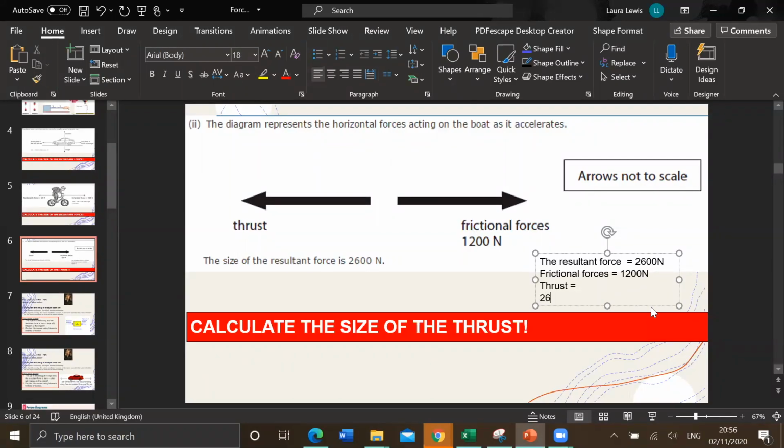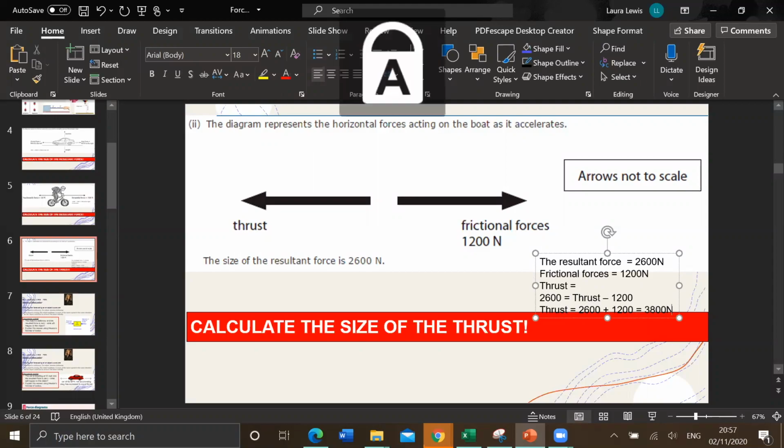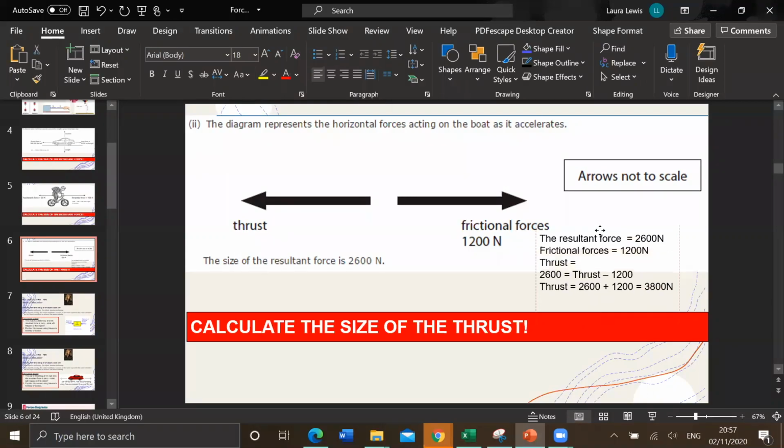so we can write it as an equation. Let's write an equation. So 2,600, the overall, equals thrust minus 1,200. So that means thrust must equal 2,600 plus 1,200, so that equals 3,800 newtons. Yeah, they could be as big as that. It's a boat, it could be a big boat. So it's a different way of asking a question there. It's a little bit more challenging, that one, but it's good to be challenged a little bit.